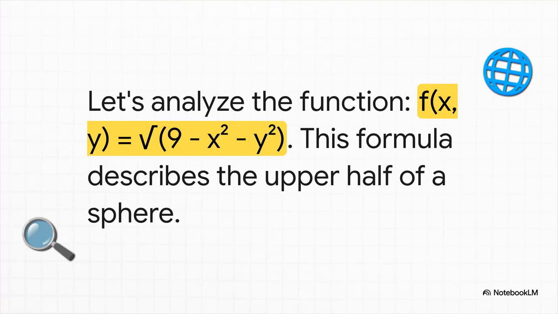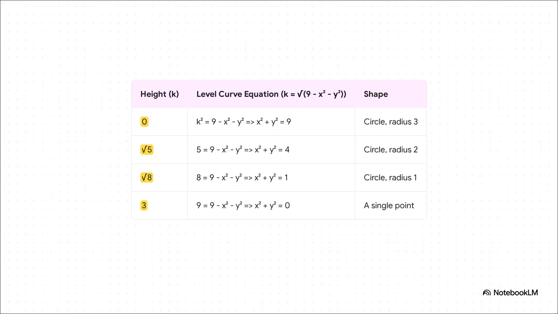All right, here's our first patient. I know, that looks a little scary, but believe it or not, that formula describes the top half of a perfect sphere with a radius of 3. Our mission is to see if we can discover that shape just by analyzing its level curves. So, how do we start?